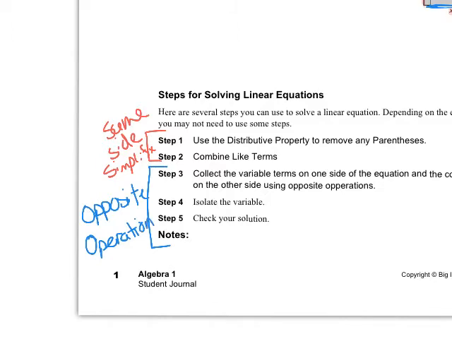Okay, that's all of my opposite side, opposite operation. So always start with same side simplify. Get rid of parentheses, combine like terms, and then starting with step 3, you collect all your variables to one side. It doesn't matter which side, but whichever side you take variables to, you have to take your numbers to the opposite side and then go from there. Okay? All right, let's look at some examples on the next page.